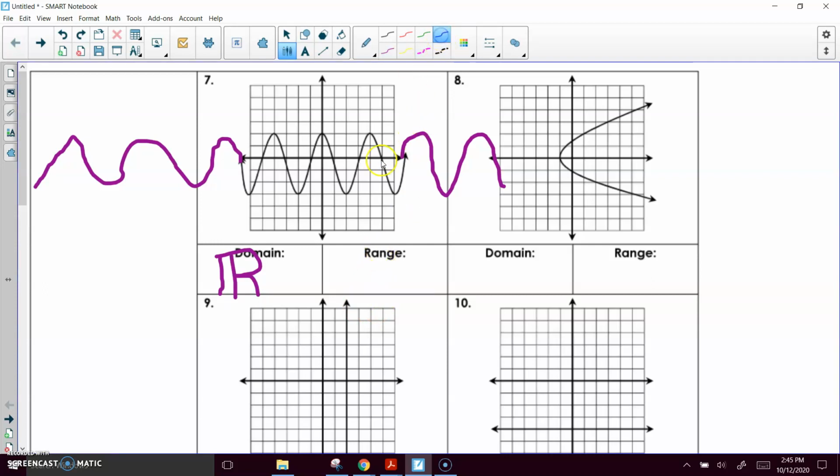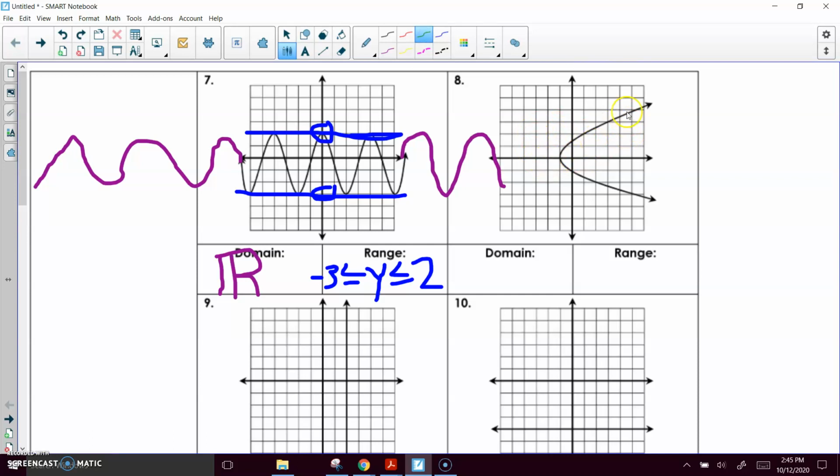My range, this is where I scan top to bottom or bottom to top. So this is as low as my graph goes, and that corresponds on my y-axis at -3. This is as high as my graph goes, and that corresponds on the y-axis to +2. So my range is -3 less than or equal to y less than or equal to +2.